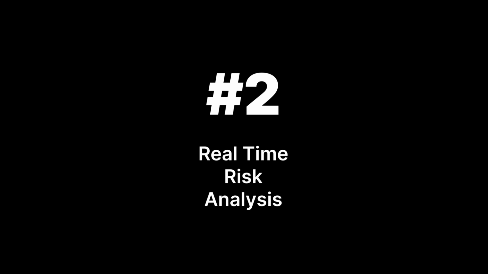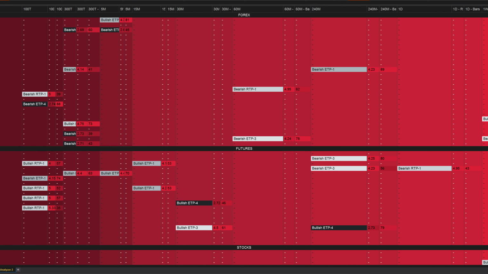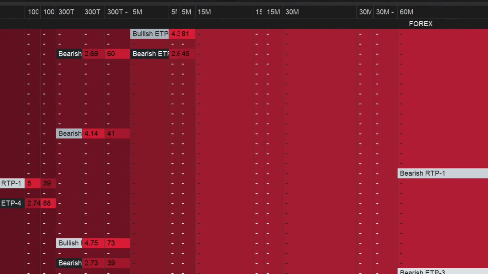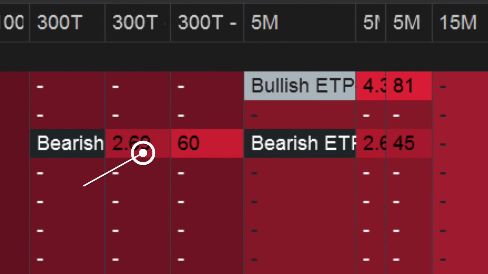So number 2 is real-time risk analysis. The risk reward with our tools can actually be put into your scanner. As it's scanning, it's also looking at the risk reward of that particular trade. Now, if you're new to that concept, the idea is that you want to only look for patterns that are going to pay you twice as much as what you're risking. So if you're risking $50, you're looking for a pattern that's going to make you 100.